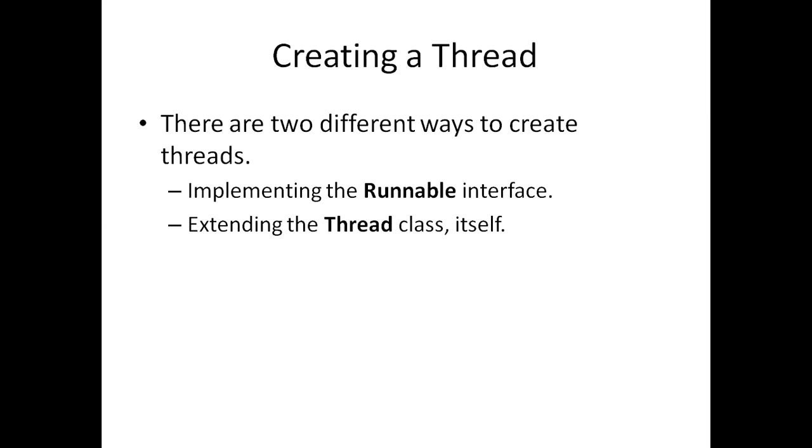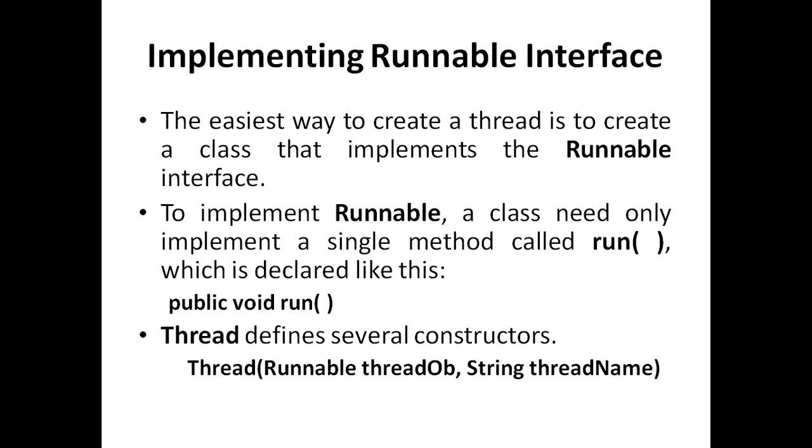Okay, now if you want to create a thread in your program, there are two ways. One, implementing the Runnable interface. Second, extending the Thread class itself. By using these two methods, you can create a thread in the program. We'll see both the methods in detail. First one is implementing the Runnable interface. The easiest way to create a thread is to create a class that implements the Runnable interface.